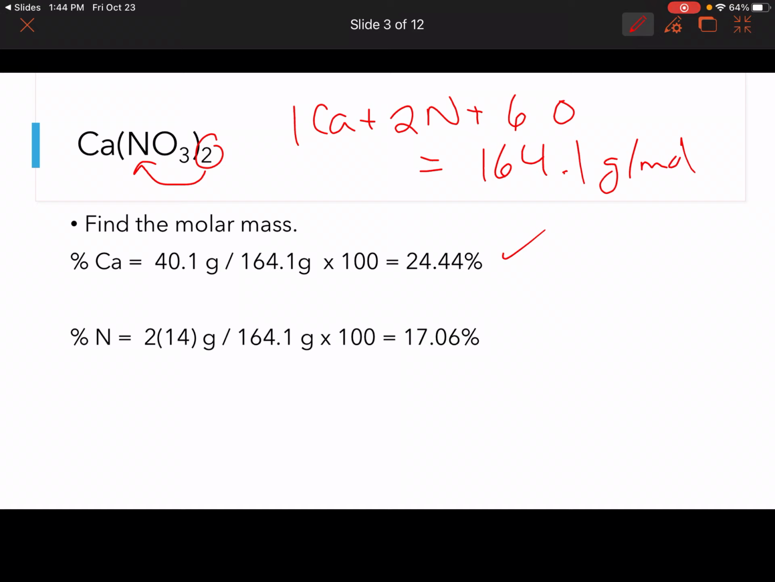And then lastly, oxygen. You've got 6 oxygen atoms, so 6 times 16. That's the mass of the oxygen in the molecule, divided by 164.1 grams times 100, 58.50%. Okay, so these are our percent composition, and it's all based on masses from the periodic table.